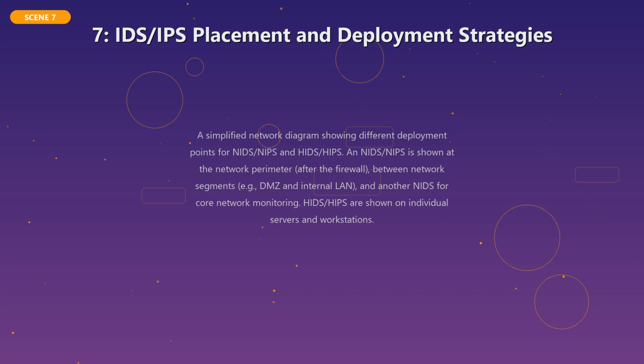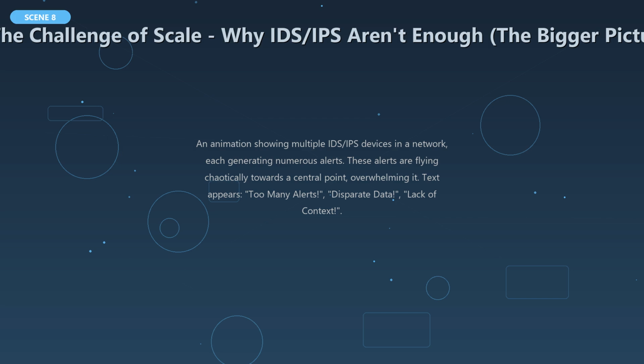Proper placement is not a one-size-fits-all solution. It requires a thorough understanding of your network architecture, asset criticality, and potential attack vectors. We've established that IDS and IPS are incredibly powerful tools for detecting and preventing intrusions. They are fundamental components of a robust network security strategy.